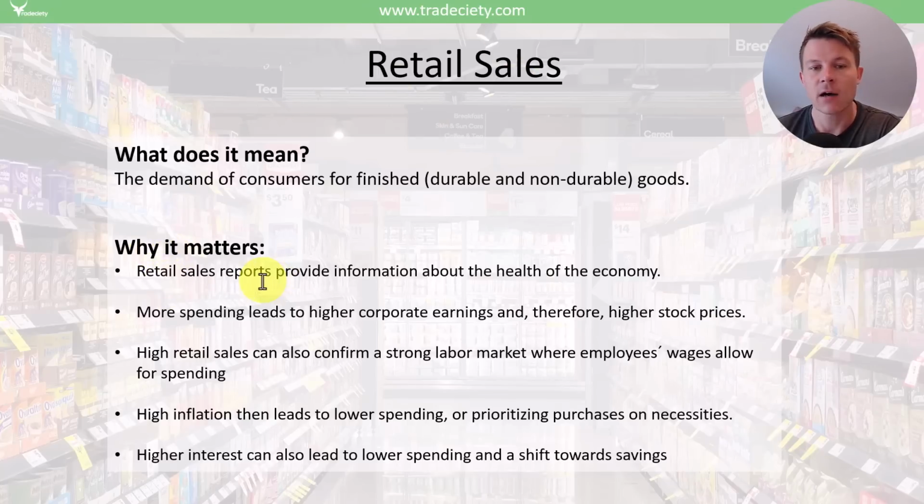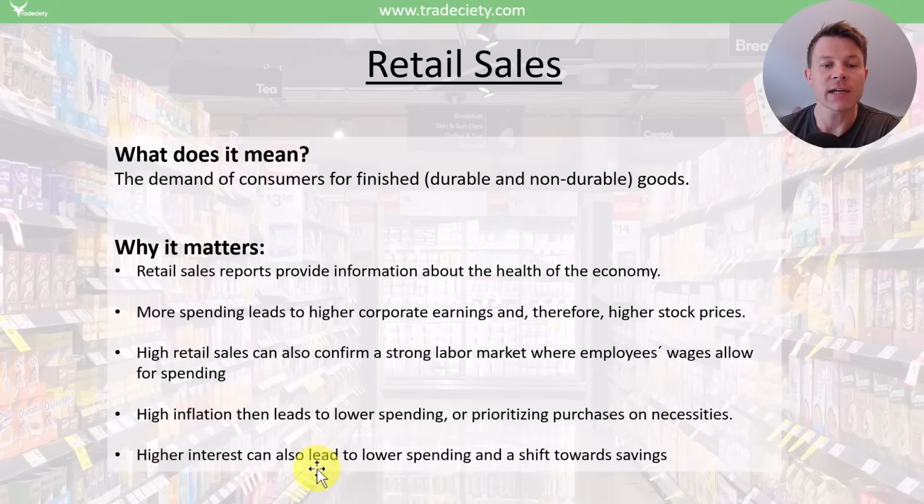Retail sales are a report that provides information about the health of the economy. More spending leads to higher corporate earnings, and therefore it's also good for the stock price. High retail sales can also confirm a strong labor market where employee wages allow for spending. However, when you are in a high inflation environment, this can lead to lower spending, or consumers will prioritize purchases on necessities only and delay other purchases which are not as important right now.